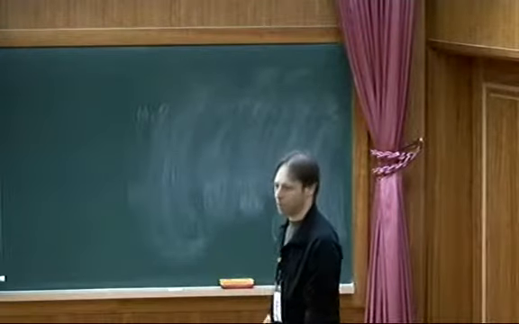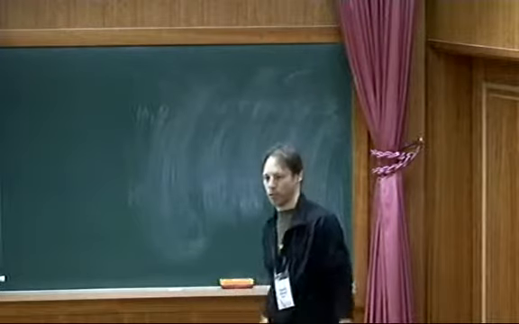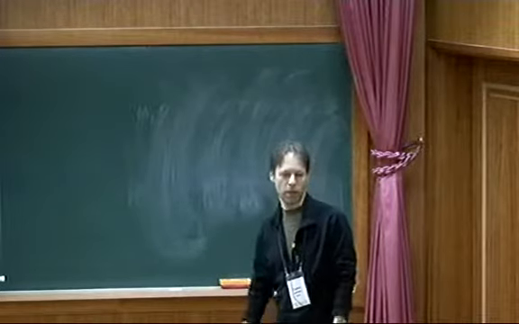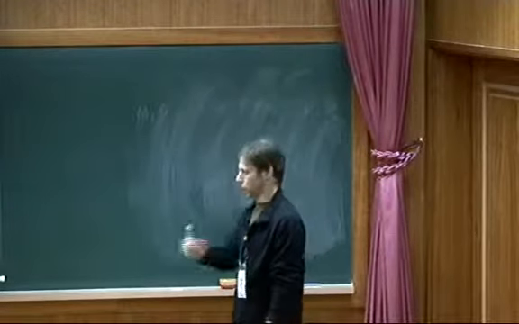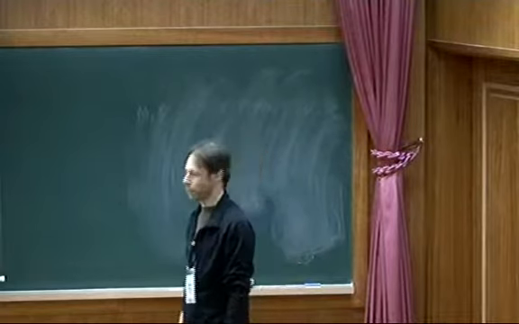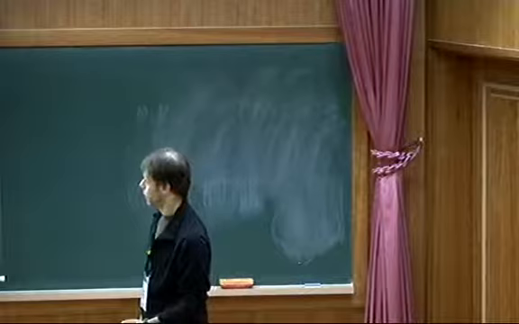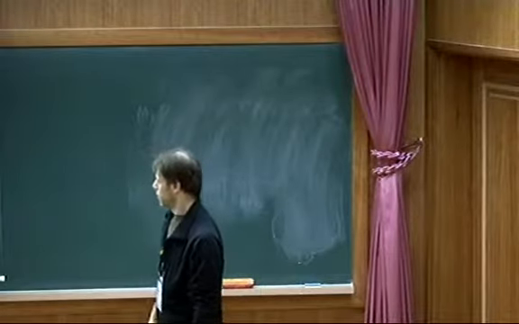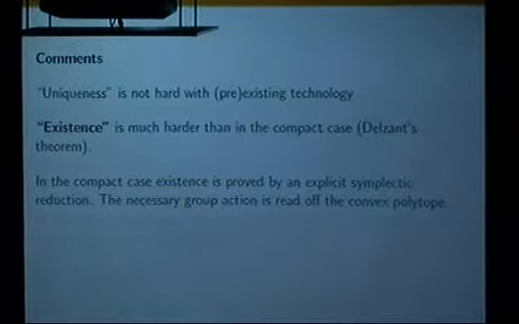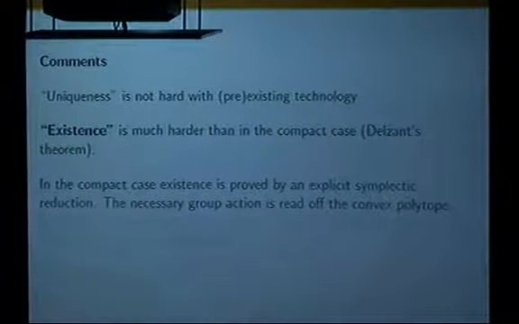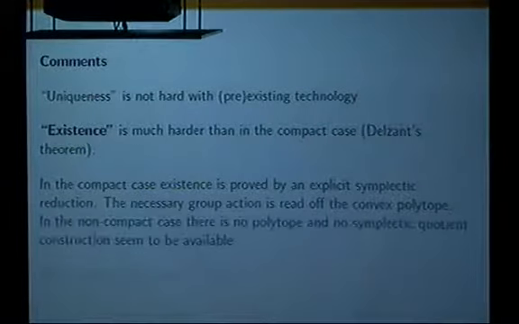But the existence is easy in the compact case because given a polytope, there is a machine that you shove it into. And it spits out the symplectic toric manifold as a symplectic quotient construction. And you can program it in. A computer can do it. As I was saying a second ago, in the compact case, the existence is proved by an explicit symplectic reduction, symplectic quotient. And the necessary group actions are just read off the convex polytope. Well, in the non-compact case, there is no polytope. And there is no symplectic construction that I know of.